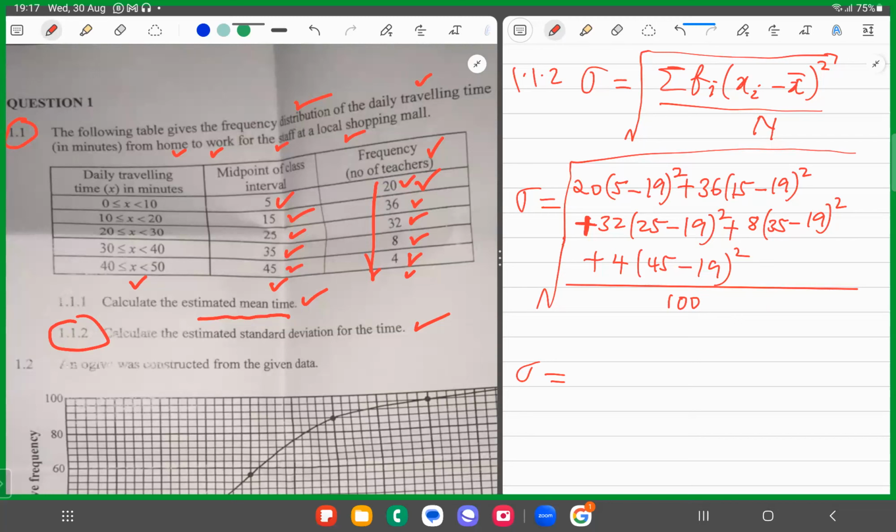So now, with 20 into 5 minus 19, you square it, plus 36 into 15 minus 19, plus 32 into 25 minus 19, plus 8 into 35 minus 19, plus 4 into 45 minus 19. You square it.